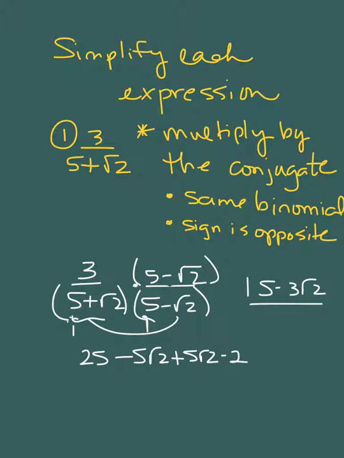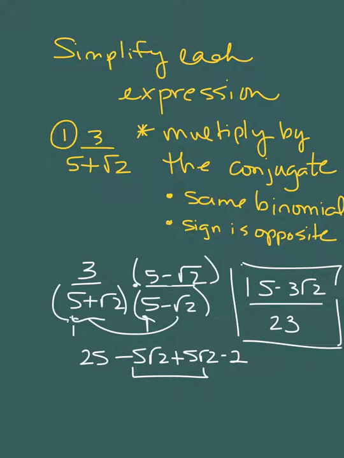So I combine what I have. My middle two terms zero out, which is really what I want when I'm multiplying by the conjugate. So I have 25 minus 2, which is 23. Now at this point I can't simplify any further, so that's actually my final answer. 15 minus 3 root 2 over 23.